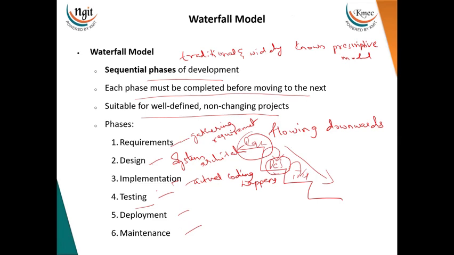Next is deployment. What is deployment? It's nothing but delivering the software. Once your system is tested in the testing phase, it is time to deploy it for the end users. This phase can also include training the users and deploying updates.